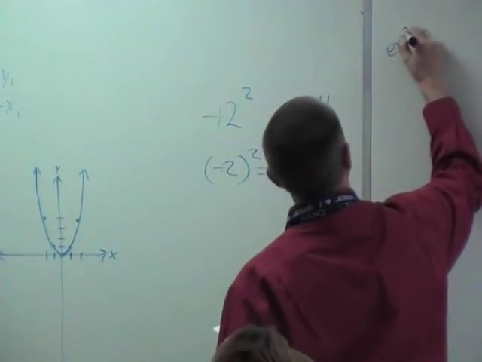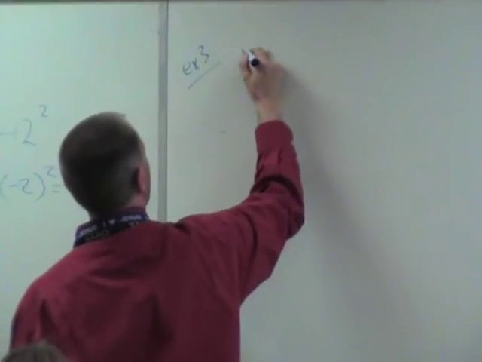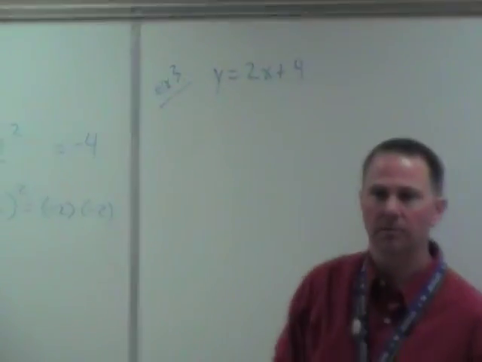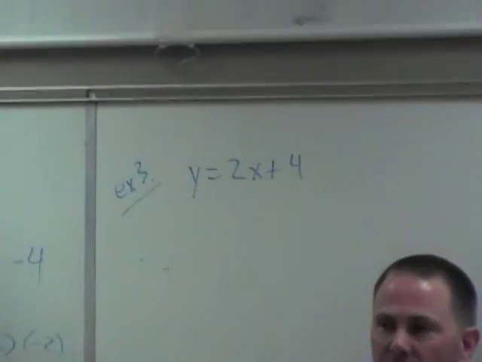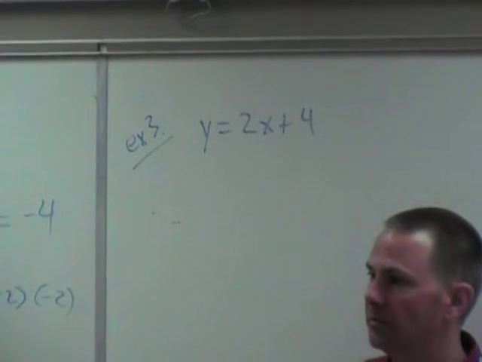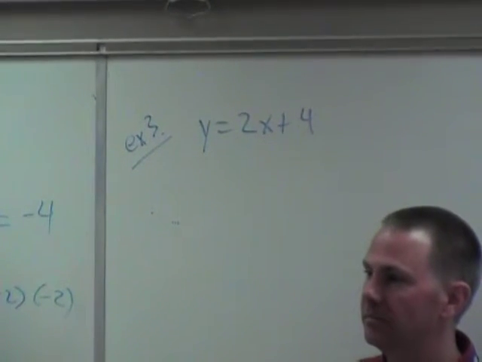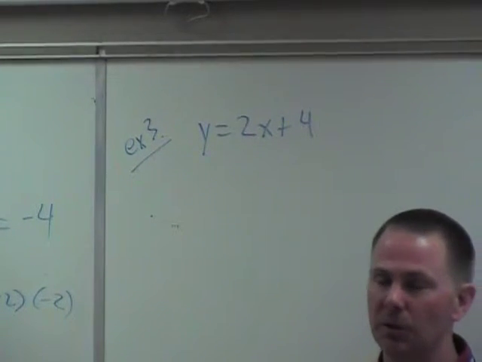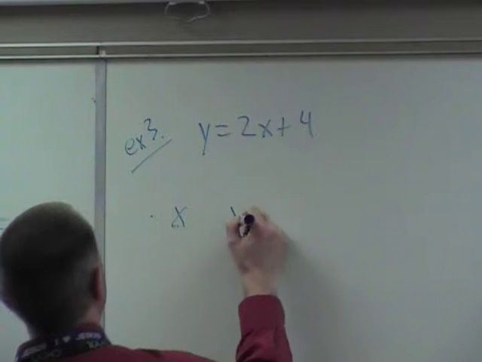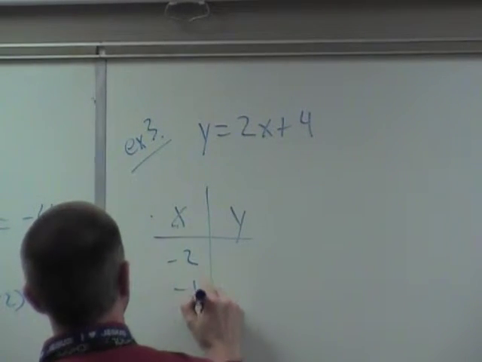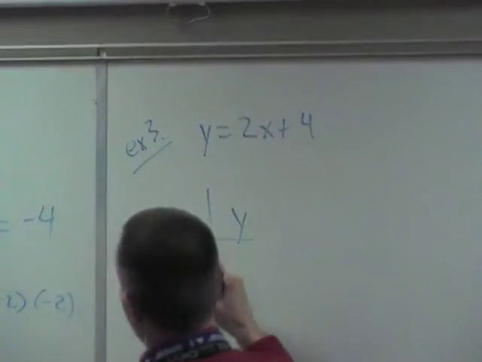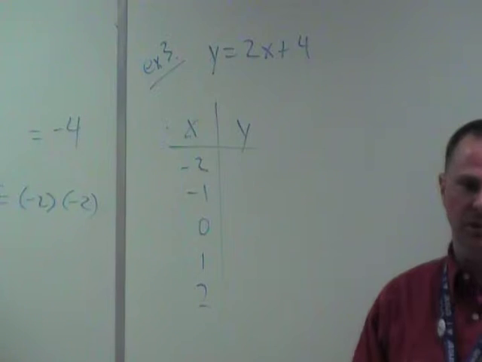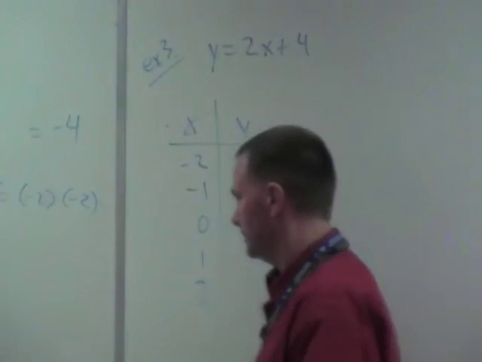Alright, example 3. Y equals 2x plus 4. Right now, where does it cross the y-axis? What's the y-intercept? 4. Good. What's the rate of change? 2. 2x. Slope, 2. Alright, so everybody do an XY chart, plug in all these points, and graph it. It is a linear equation because the highest exponent is 1. So it's going to be a straight line. Everybody graph this.